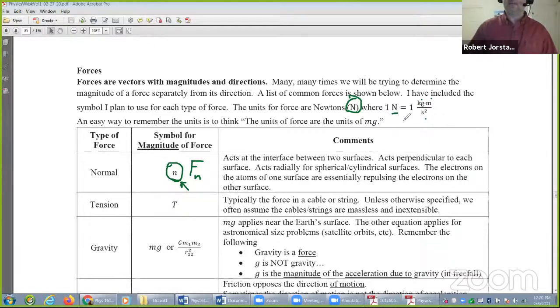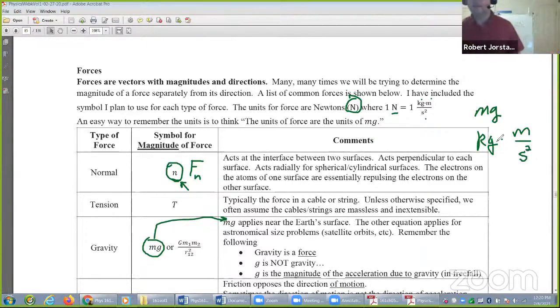Now, if you have trouble remembering it, look at this. Mg is a very common force. We're going to talk about this. So near Earth's surface, mg is going to apply. And I use this to figure out my units. Mass has units of kilograms. g has units of meters per second squared. And so if you have something that is equivalent to the units of mg, you have a unit of force.